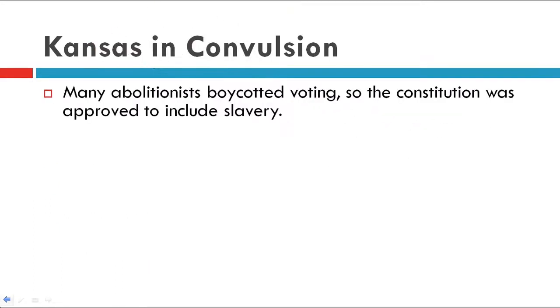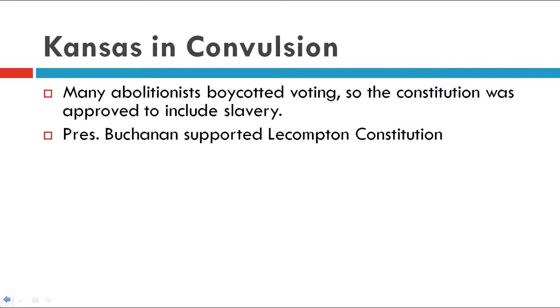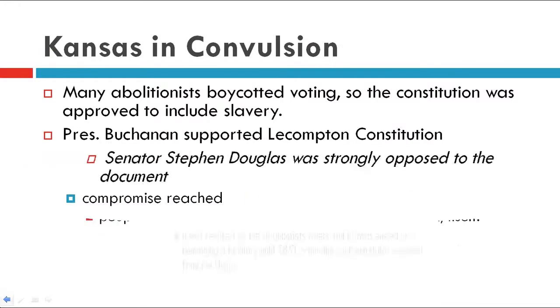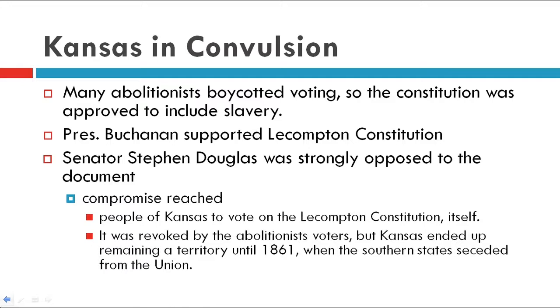And so because of the strange voting procedure, many abolitionists boycotted voting outright, and the Constitution was passed and approved to include slavery. President Buchanan supported the Lecompton Constitution. Senator Stephen Douglas, on the other hand, strongly opposed this document, and a compromise was eventually reached. The people of Kansas were able to vote on the Lecompton Constitution itself, and it was revoked by the abolitionists, but Kansas ended up remaining a territory until 1861 when the southern states seceded from the Union.